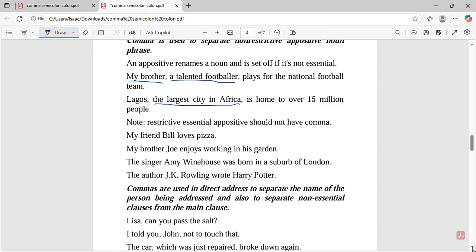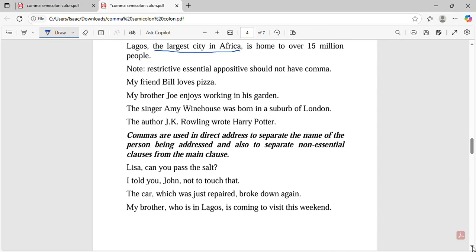All right. Another way you can use comma is to separate address. When there is a direct address, you can use a comma to separate the name of the person being addressed. For instance, Lisa, can you pass the salt? I told you, John, not to touch that. So here there's a direct address to John, and then you use commas to separate the name.